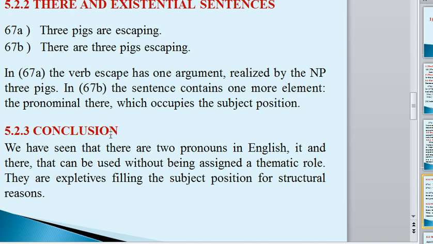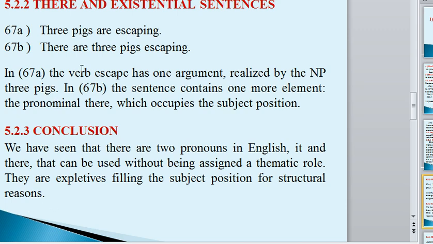So the conclusion: we have seen that there are 2 pronouns in English, one of them is it, and the other there, that can be used without being assigned a thematic role. So they don't have thematic roles. They are expletives. We call them expletives, just filling the subject position for a structural reason. They don't have any meaning. One of those reasons is that English sentences need an overt subject.